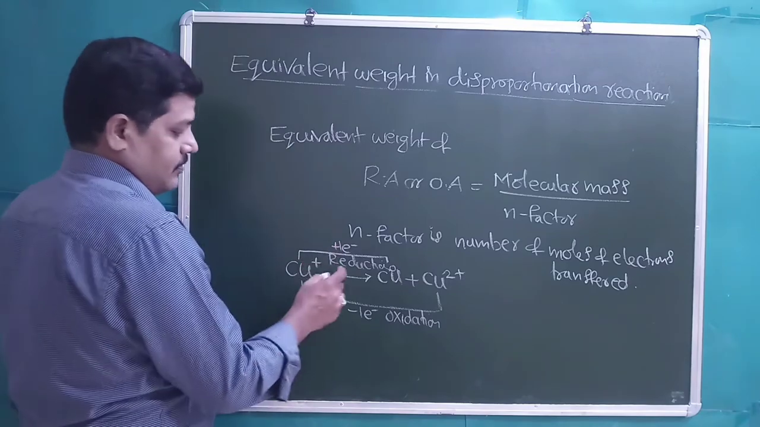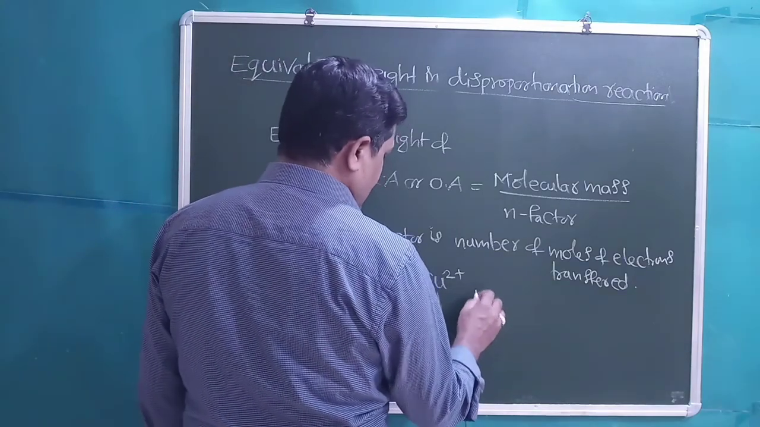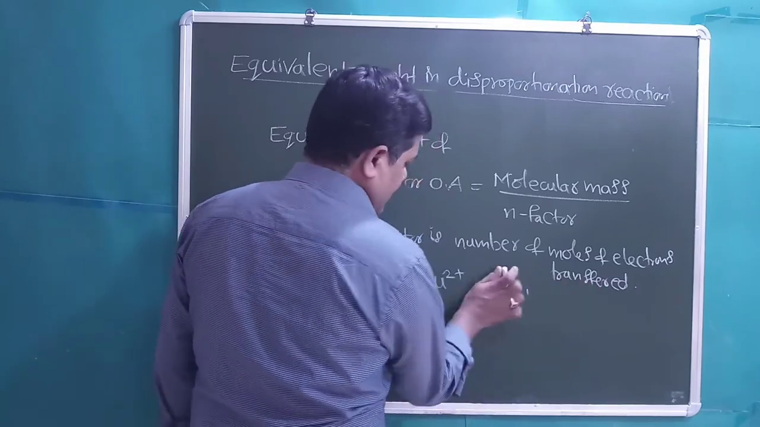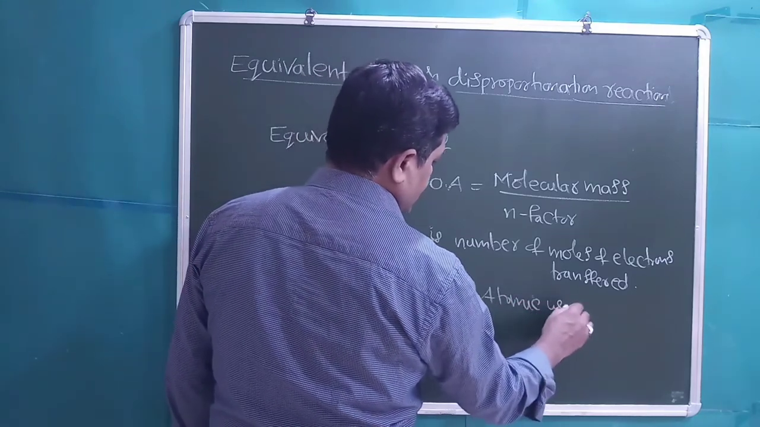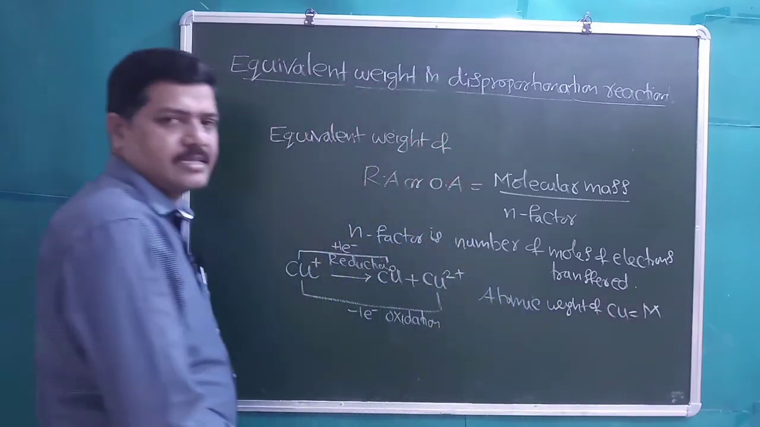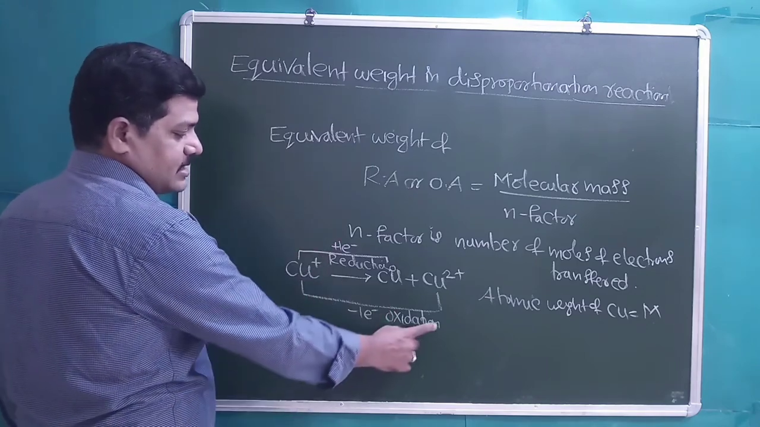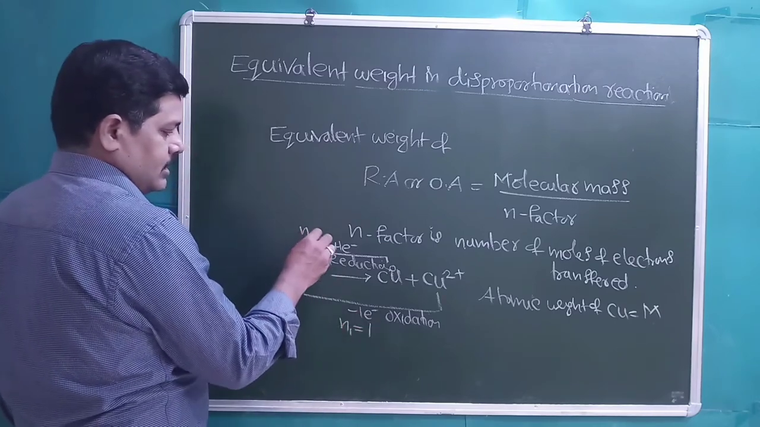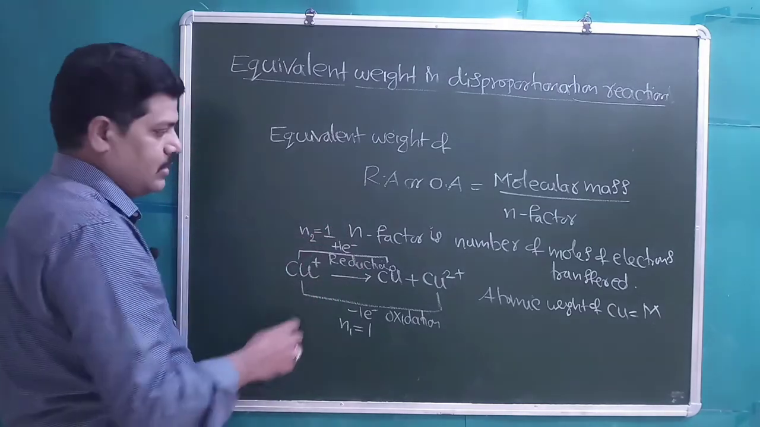Students, for finding the n factor for the Cu+, let us assume the molecular weight of Cu, but here it is an atom, so that's why we have to take it as atomic weight of Cu is equal to m. Then the number of electrons transferred in the oxidation reaction, let us assume this as n1. n1 is equal to 1. Number of electrons gained in the reduction reaction, n2, is 1.